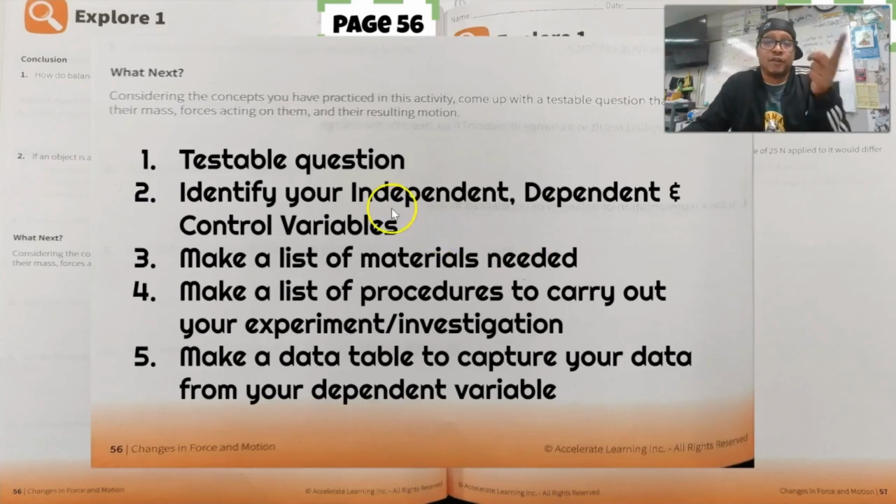Now, some of you guys did a testable question and you already did procedures. So now you would just be like, okay, cool. We need to identify our independent, dependent, and our control variables. And then we got to do the materials needed. And then we need to make a data table. So some of you guys are a little bit further ahead. So that's what you need to do.